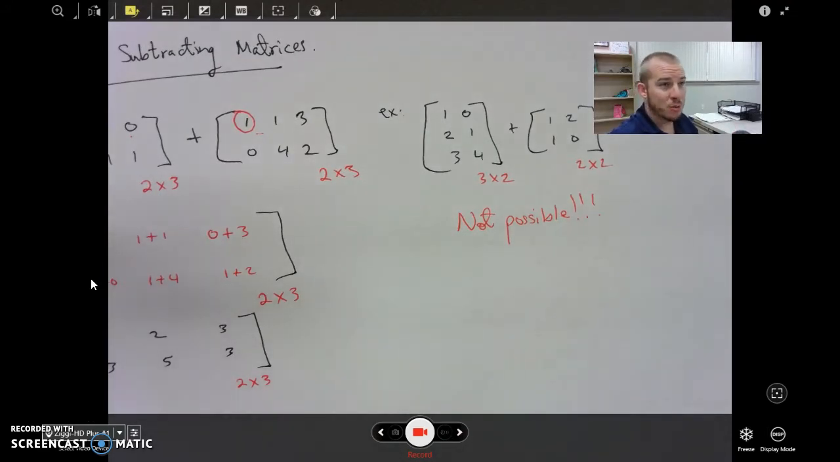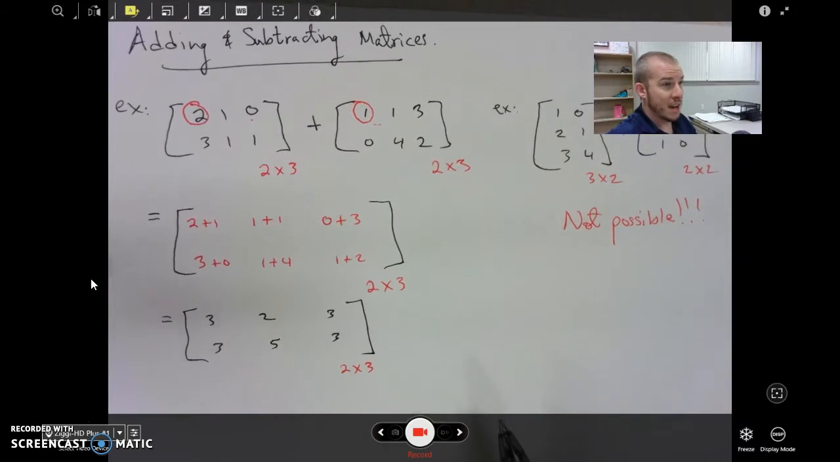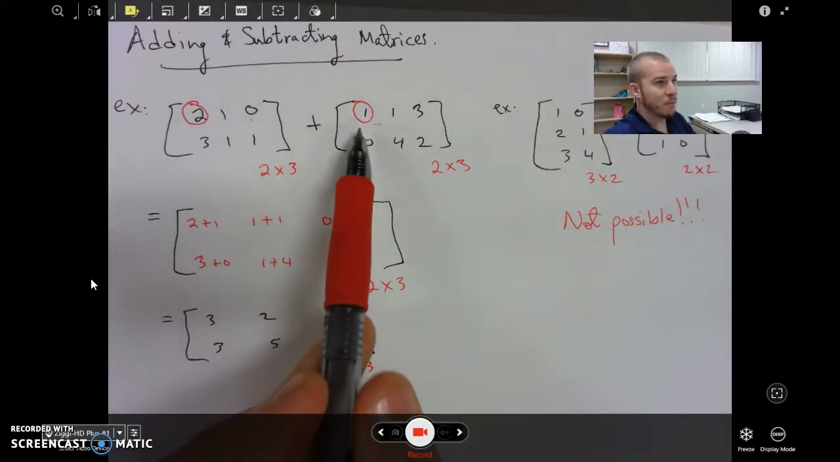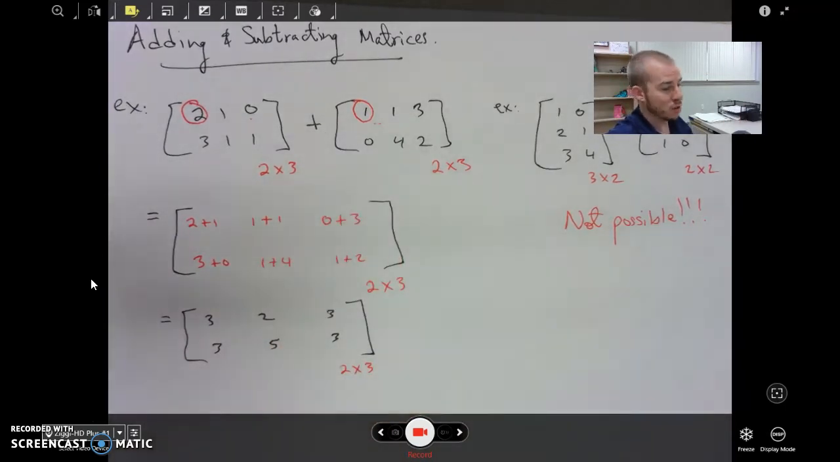So when we're talking about adding or subtracting matrices, all you have to do is take the entries with the same address from each matrix and combine them together. Whether the rule is adding or subtracting, that's what you have to determine also.